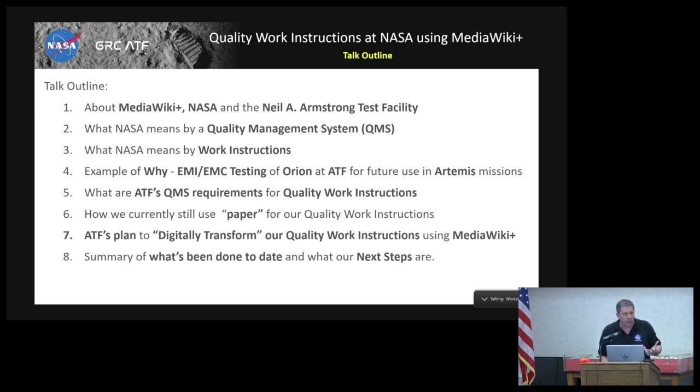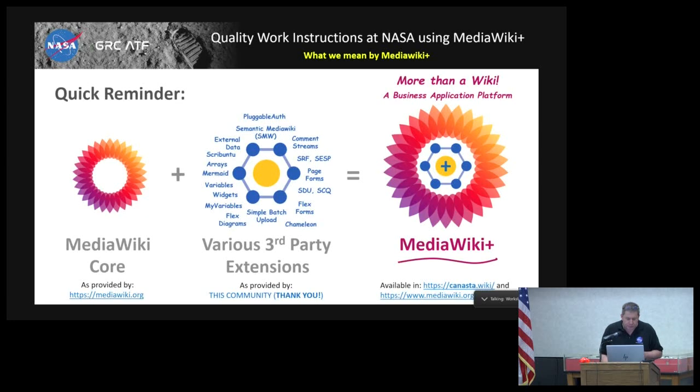I'll tell you a little bit how the current process is still paper-based and what our plans are for digitally transforming that paper process into a wikified solution. And then I'll wrap up with what we've done so far and where we're at.